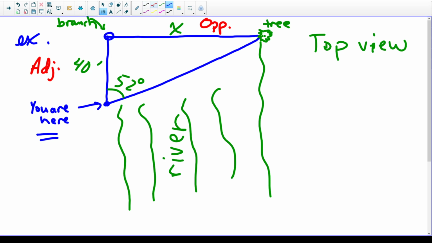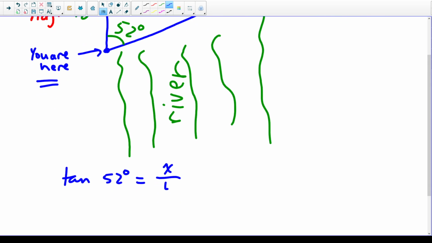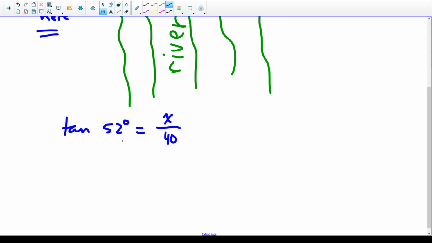So opposite and adjacent is tan. Tangent of 52 degrees is equal to my opposite, which I don't know, over my adjacent, which is 40 feet. And now again, I'm just going to isolate x by doing 40 times tan 52. And this time I'm going to let you do that on your calculator to come up with the final answer.